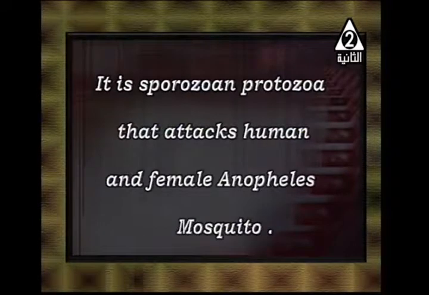Number one, what does malaria or plasmodium mean? It is a sporozoan protozoa. I mean, it's very tiny and consists of just one cell. This is a sporozoan protozoa that attacks humans and the female Anopheles mosquito. So here we have two infected individuals: the female Anopheles mosquito, and you're going to know why, and the male and female human.